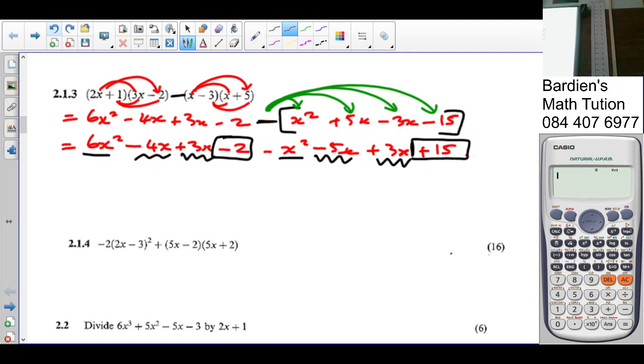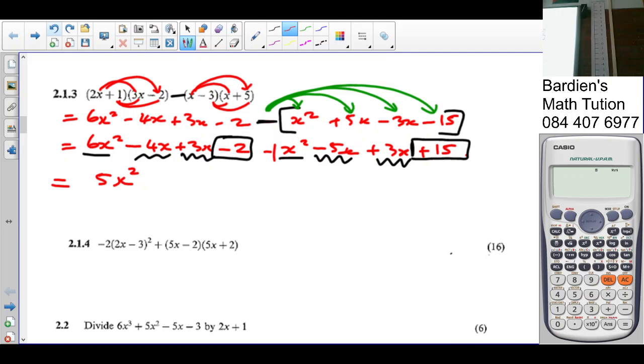A lot of like terms there, not so? So what is 6x squared minus x squared? 5x squared. Remember, if there's nothing, there's a 1 in front. You're adding or subtracting, the variables stay the same. That's why it's going to be x squared.